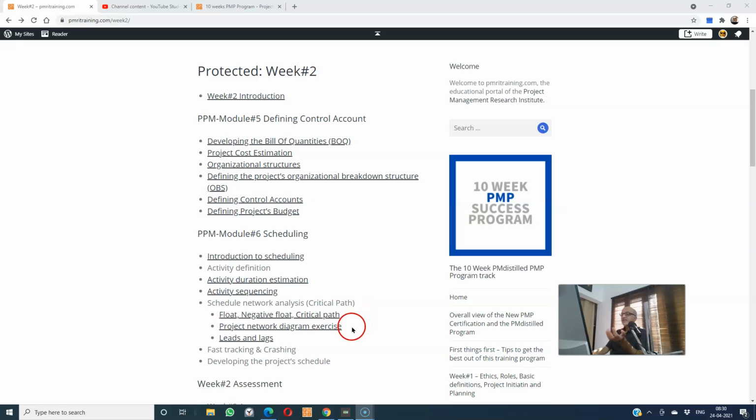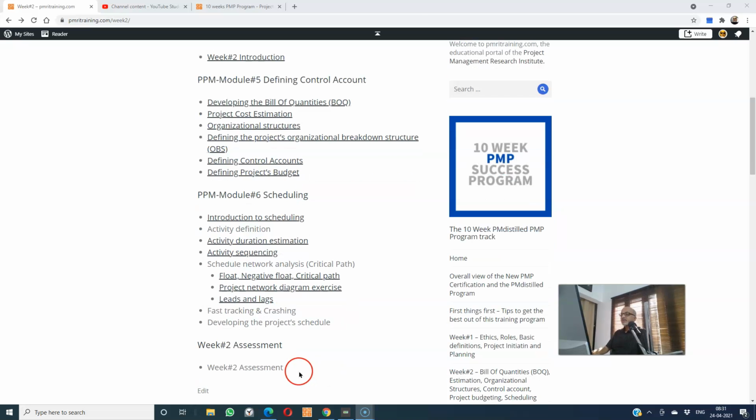We'll be discussing float, negative float, critical path, and there is a detailed video on a project network diagram exercise and leads and lags. And then we'll discuss fast tracking and crashing, and then putting all these network diagrams together in the form of a schedule as well. Then we move on to the assessment for week 2.